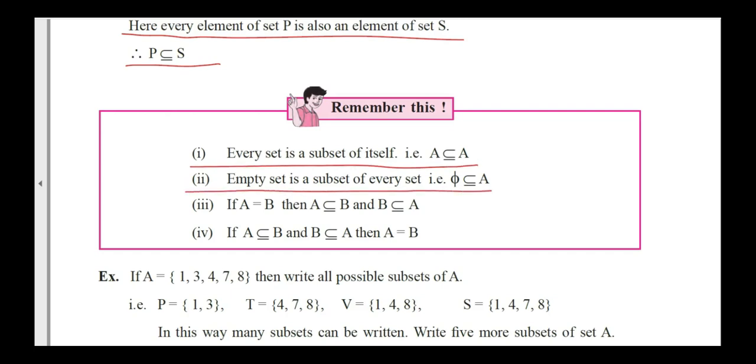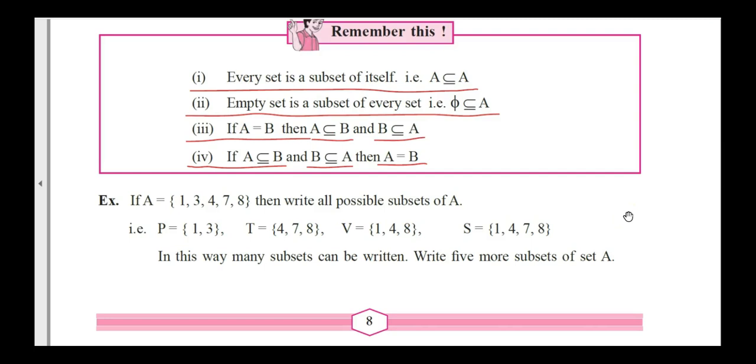Empty set is a subset of every set. That is, phi is a subset of A. प्रत्येक सेट मध्ये empty set असतो. If A = B, then A is a subset of B and B is a subset of A. If A is a subset of B and B is a subset of A, then A = B.